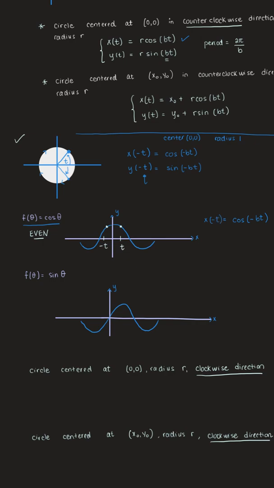So that means that x of negative t is the same as x of t, because x is a cosine function, it's even. So our parametric equation rotating in the clockwise direction for our x-coordinate will just be cosine of bt, since the cosine of negative bt is the same as the cosine of positive bt, and that's because the cosine function is even. Now let's think about y.